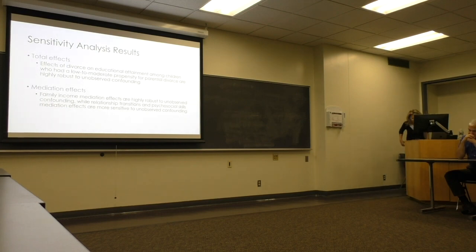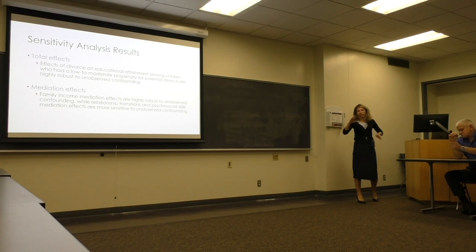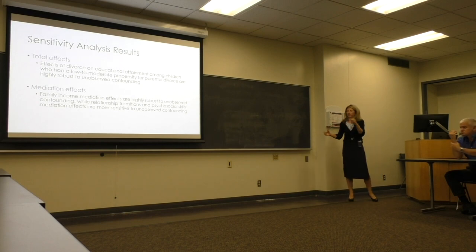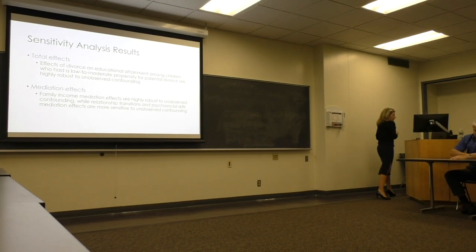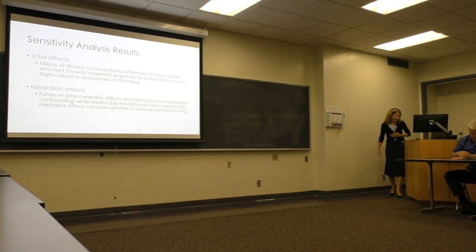The family income mediation effects were quite robust. The psychosocial skills and family instability were more sensitive. Still, we're talking about maybe 10% differences, so it would have to be a crucial factor that explained the effect, but those are a little more suspect, let's say, to confounding.